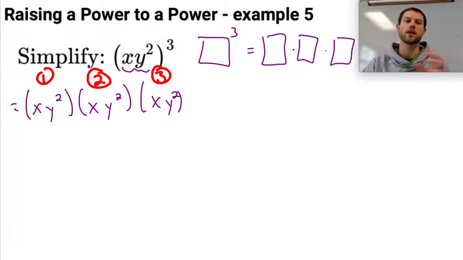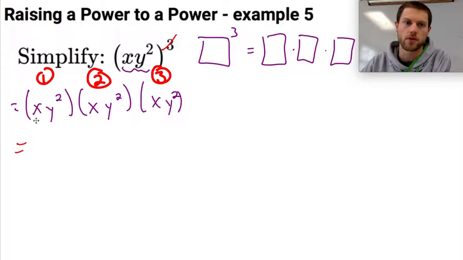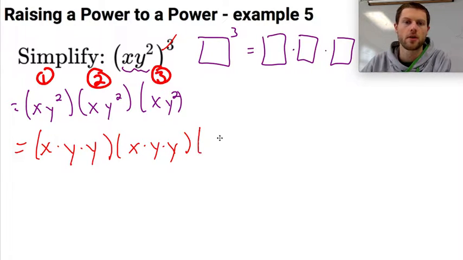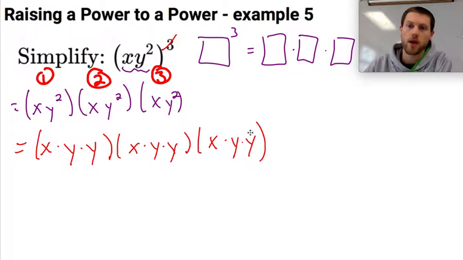So now I've taken care of this outside exponent. Maybe I'll just put a slash through it, so I'm done with that. And now I'm going to expand everything that's inside of these parentheses. So this is going to become x times y times y times x times y times y times x times y times y. All right, so now we're kind of where we've been before. I can group these all together. Let's get all the x's together.